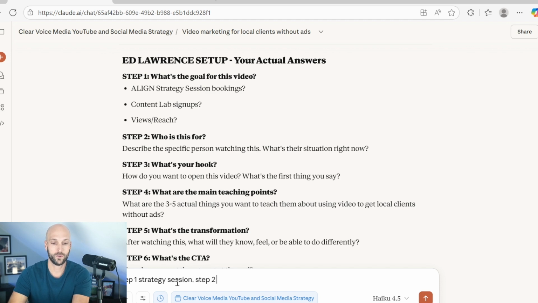Step 2. So step 2 is, who is this for? Describe a specific person. I have my avatar already ready to go. And this is something that you have to take your time figuring out. And I'm just going to say Charlie is step 2. Step 3, what's your hook? How do you want to open this video? What's the first thing that you say?